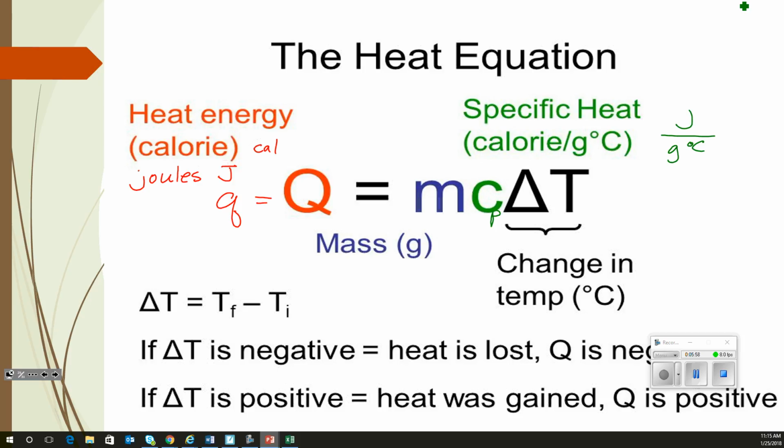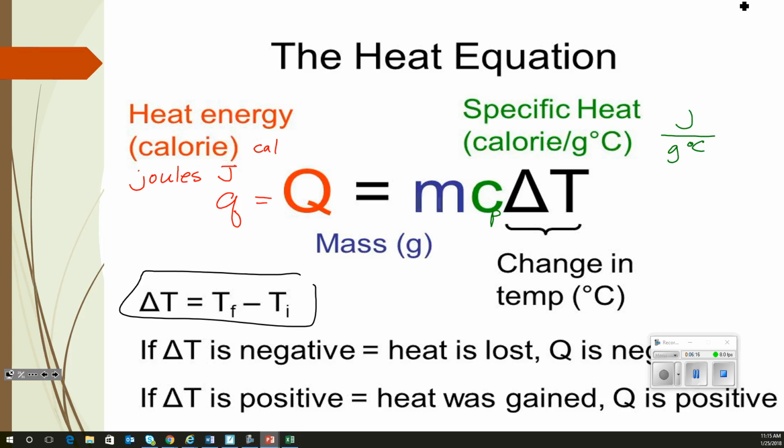Okay, so delta T is a change in temperature. The delta, the triangle, just means change in temperature. That's temperature final minus temperature initial. That's what the F and the I stand for, final and initial.